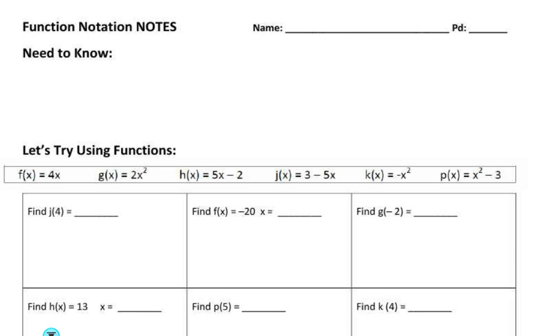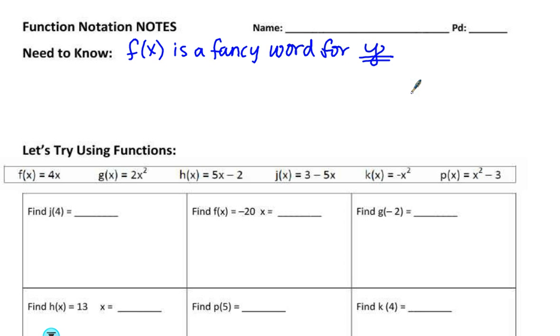Alright, first thing that we want to know, fun fact, is that f of x is a fancy word for y. It's like drinking water with your pinky out. It's just a little bit fancier. So this says f of x, and that's how we read that. F of x is a fancy word for y. So it's just a different way that we would write y equals. So you might see something that says f of x equals, or you might see something that says y equals, and those both mean the same thing.